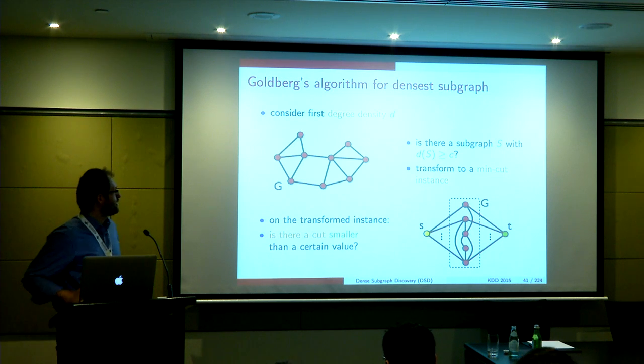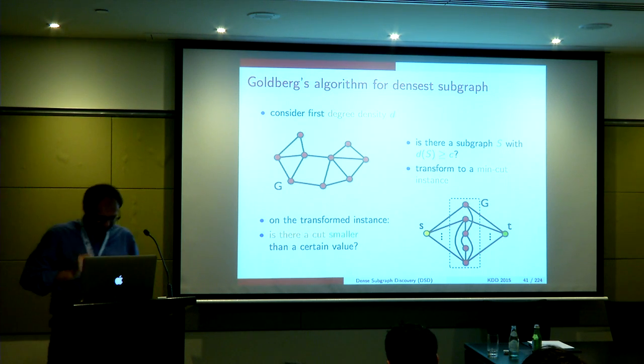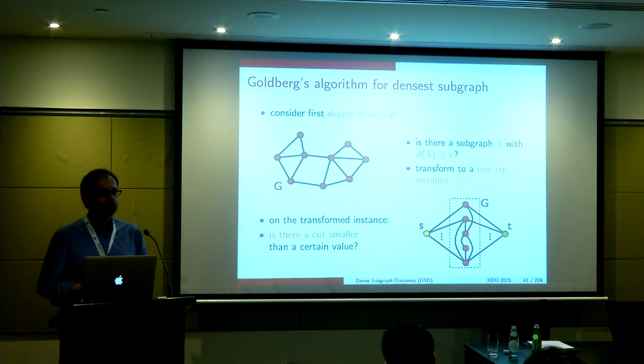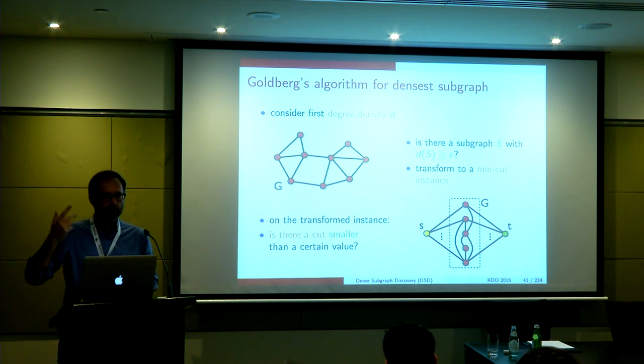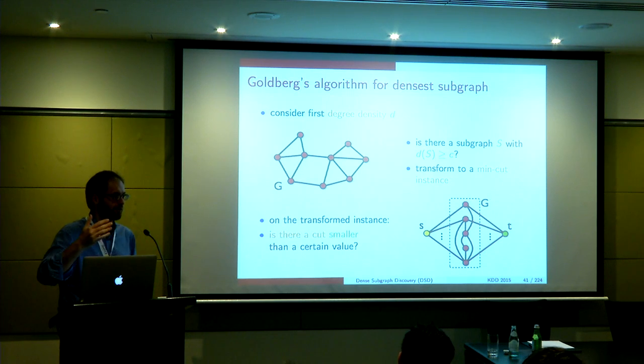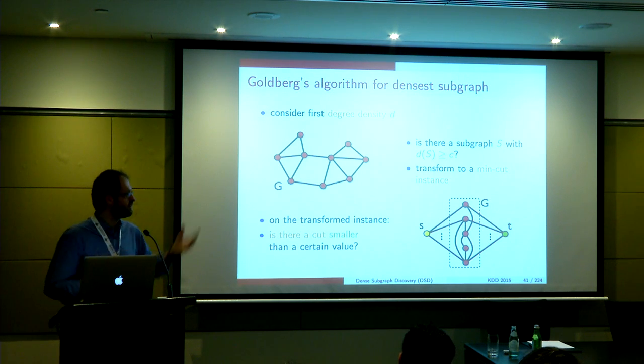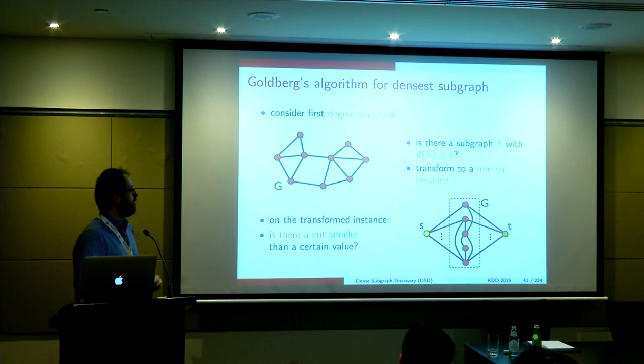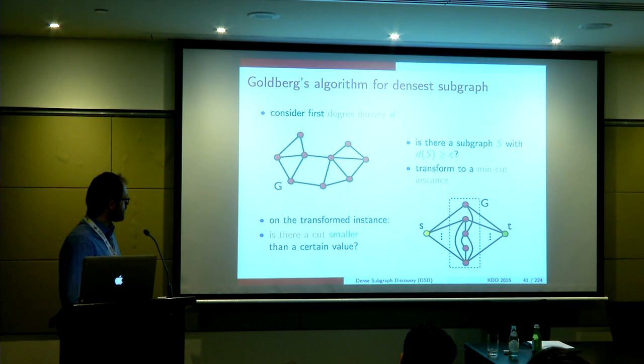Okay, so it turns out the problem is polynomial. It's quite counterintuitive, because when you think about these dense problems, you really think of the clique problem, which is really a hard problem. But then it turns out that once you define your problem like that, just the average degree density, then the problem becomes polynomial. Okay, so let's see why.